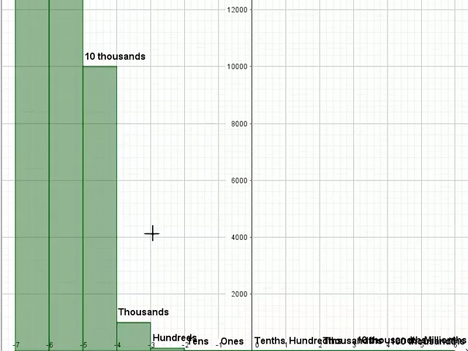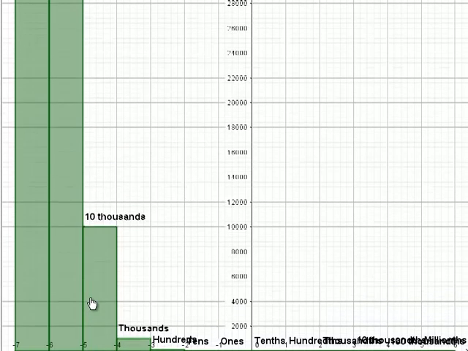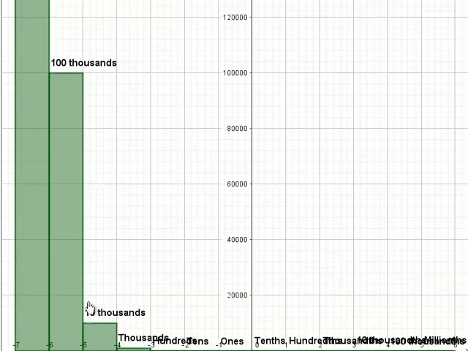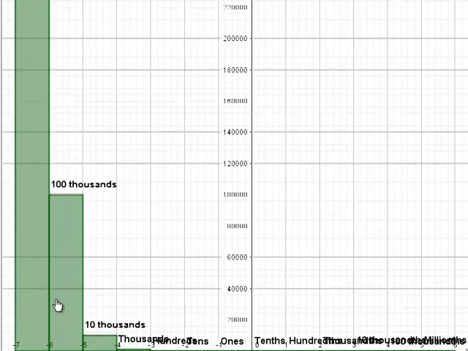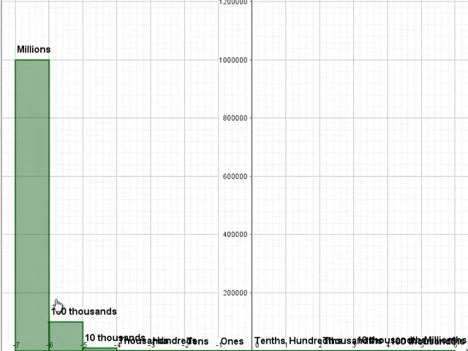10 times as big as the thousands place is the 10,000s. If I keep going, 10 times as big as the 10,000s. Notice this is 10 times this. That makes this 100,000. And 10 times as big as 100,000 is a million. There's a 1 followed by 6 zeros. That's 1, 0, 0, 0, 0, 0, 0. All those zeros are placeholders so that we know that the 1 is in this place way over here. And so it represents a million compared to these much smaller numbers down the scale.